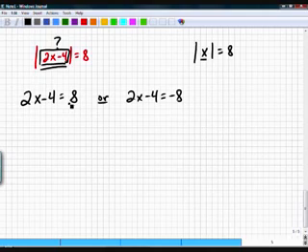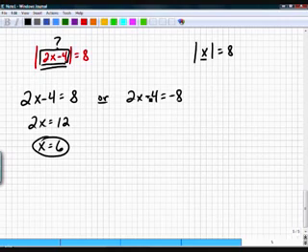2x minus 4 equals 8. Move the 4 over. 2x equals, how do you move 4 over? Add 4. Last step, how do you move 2 over? Divide by 2, you get 6. Yep, sure is. The second equation, let's solve it now. Move the 4 over, do plus 4. 2x is, when you do plus 4, you get negative 4. Divide by 2, you get x equals negative 2.